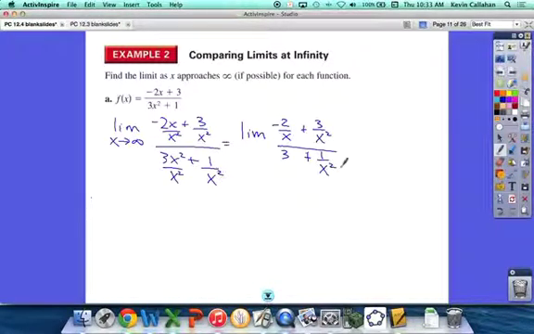Now, as the limit as x approaches infinity, every term in there except for the 3 is a constant divided by some power of x. So what will happen as x approaches infinity? They're all going to go to 0. This will go to 0, this will go to 0, this will go to 0. So this is going to be 0 over 3, which is 0.